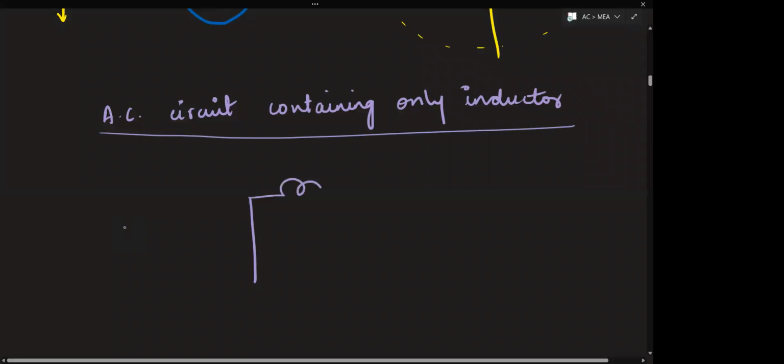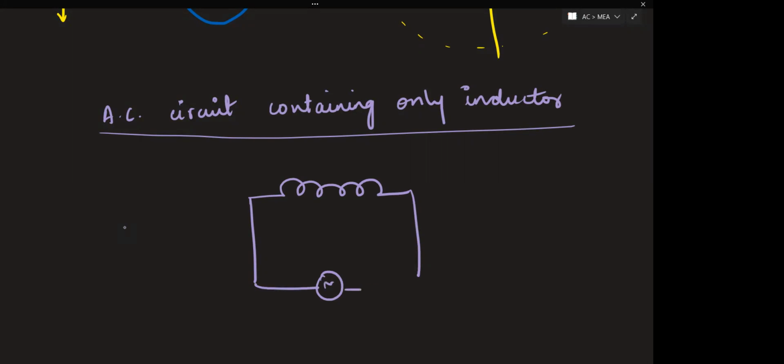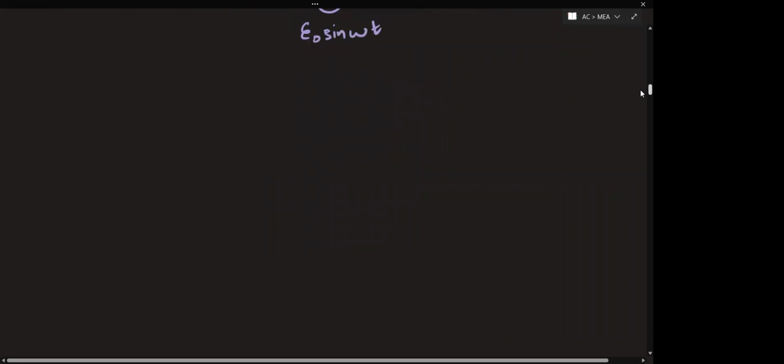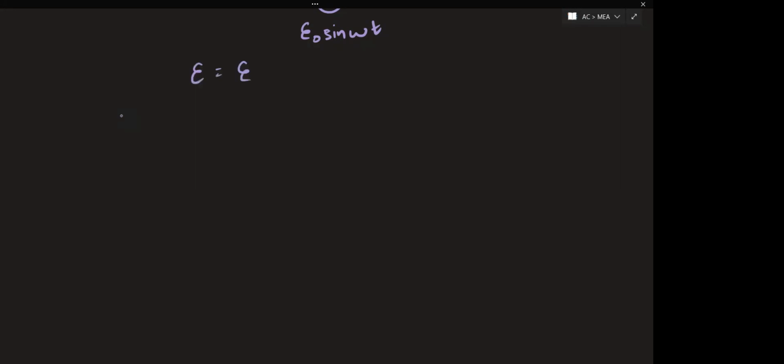Inductor basically means a coil, with L as inductance. Inductance we have already studied. Now, class, an AC circuit containing only an inductor. The EMF will be E naught sine omega t. And EMF is also equal to one more thing: minus L di over dt. This also we are aware of.